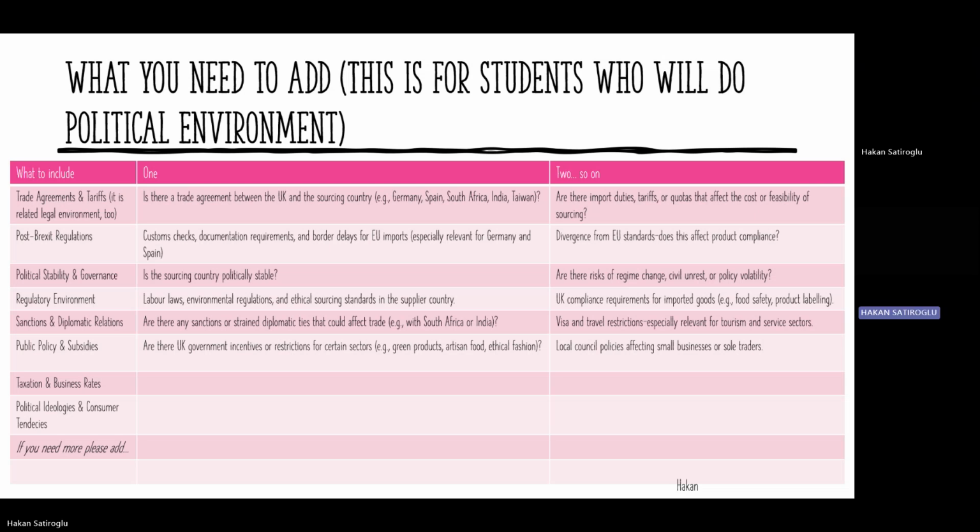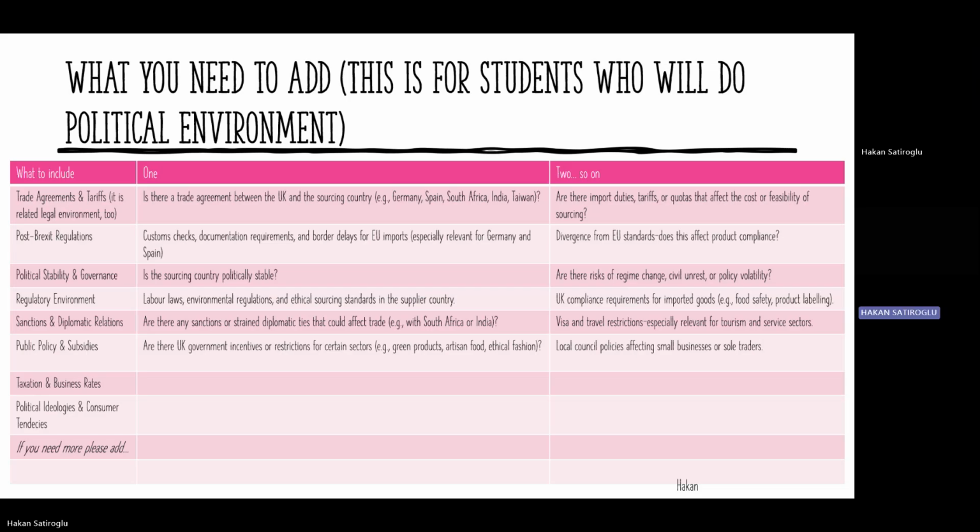What you need to do, add, this is for students who will do the political environment. So it's not included in future participation, but you can, if there is a trade agreement between the UK and a sourcing country like Germany, Spain, South Africa, India, and Taiwan. Okay, these are the case studies. Or are there import duties, tariffs, codes? We would like to hear that you are aware of political agreements and what's happening. Like, let's say, post-Brexit regulation, customs checks, documentation requirements, border delays.